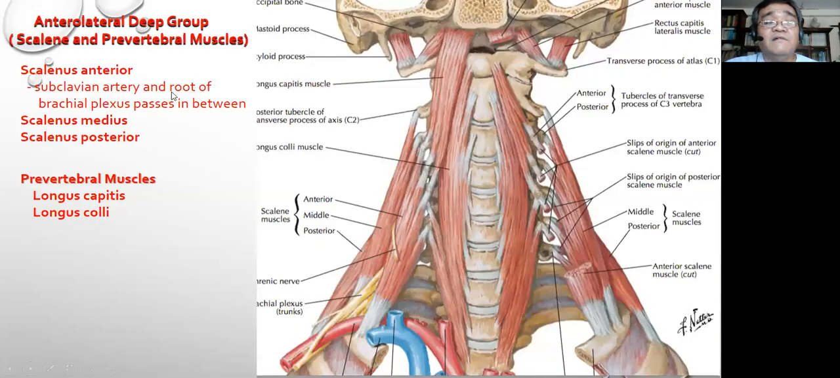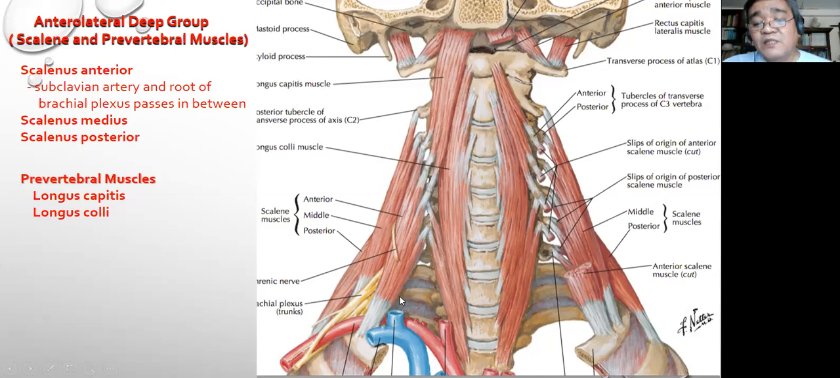Okay, these are the deep group of muscles. You have your scalene muscles here: scalenus anterior, scalenus medius or the middle, and scalenus posterior. So these are muscles that are attached to the first and second rib and superiorly to the transverse processes of your cervical vertebrae. These muscles are also considered accessory muscles of respiration because they stabilize the upper part of the thoracic cage.